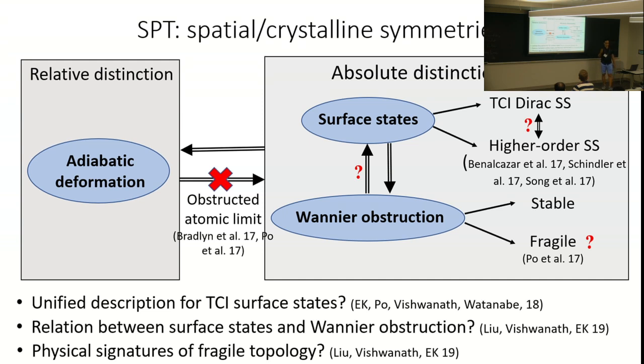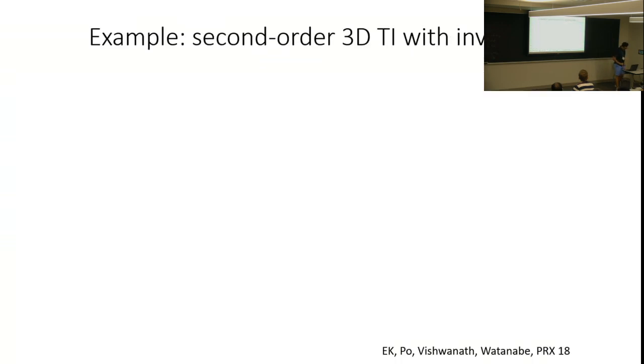Now in the context of crystalline or spatial symmetries, these different notions of topology become a lot more subtle, and also the relationship between them becomes a lot more subtle. So we have also here relative and absolute distinctions. And for example, we know that if we have something that has surface states and something that doesn't have surface states, then we cannot deform them into each other. But the opposite direction is not true. So you can have two distinct atomic insulators that are trivial from the point of view of surface states and Wannier obstructions, but are distinguished relative to each other. What I'll be mostly concerned with in this talk is the discussion of the distinctions on the right-hand side, basically the nature of surface states and Wannier obstructions and how they relate to each other.